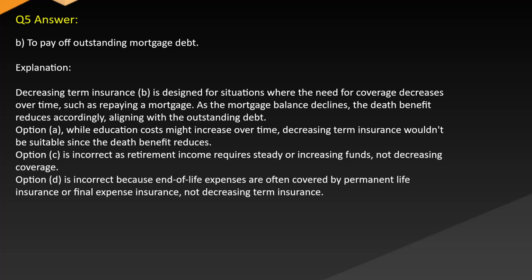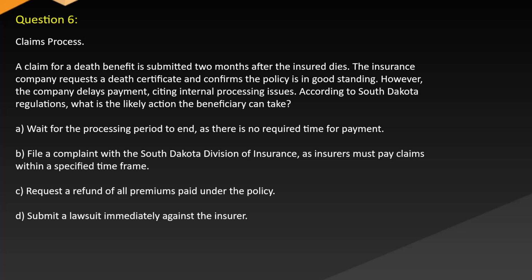Option D is incorrect because end-of-life expenses are often covered by permanent life insurance or final expense insurance, not decreasing term insurance. Question 6. Claims process. A claim for a death benefit is submitted 2 months after the insured dies. The insurance company requests a death certificate and confirms the policy is in good standing. However, the company delays payment, citing internal processing issues.